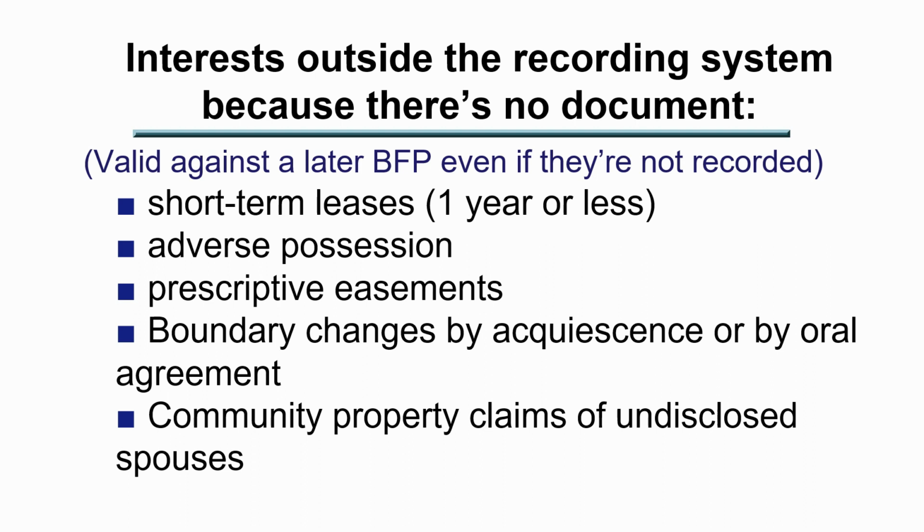Then there are potential community property claims of undisclosed spouses or other spousal property claims. If we don't know that somebody is married, we can't tell that there's a problem when their spouse hasn't signed off on a deed by which they have conveyed their interest in a parcel of land. So we may not be aware of the existence of the spouse, and they may come back and demand their interest in the land at a later time.